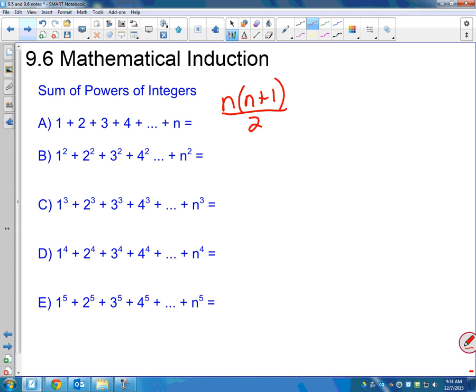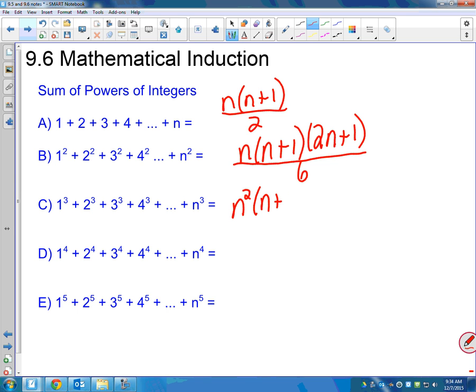So if you add up the square integers, it's n times n plus 1 times 2n plus 1, all divided by 6. The cube one isn't so bad. It's n squared times n plus 1 squared, all divided by 4. And then the last ones kind of just get a little out of control.